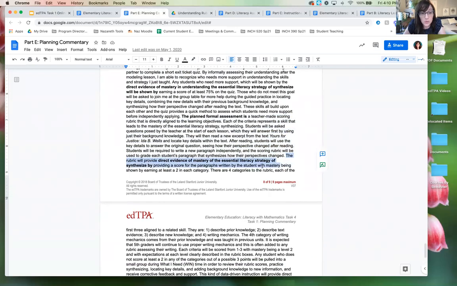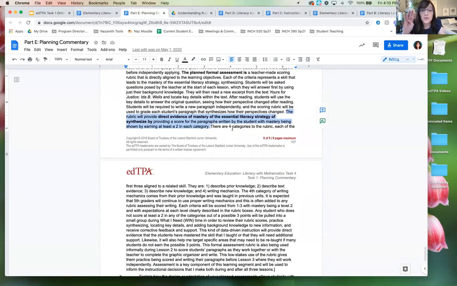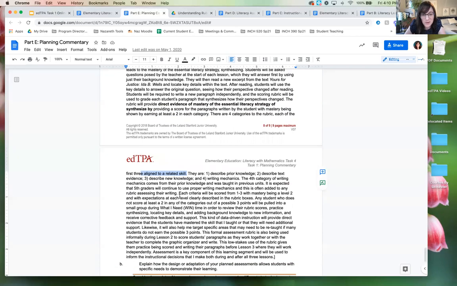The direct evidence the rubric will provide is mastery of the essential literacy strategy of synthesizing with a score for their paragraphs written by the students. They have to earn at least a 2 in each category. There are 4 categories of the rubric, and then they all get described, and each one aligns to a related skill. The 4th category is mechanics, which was taught in previous units. You are welcome to do that. If you want to put writing mechanics in, just say that it came from a previous unit. And it's expected that 5th graders can write with proper mechanics. Each criteria will be scored from 1 to 3.